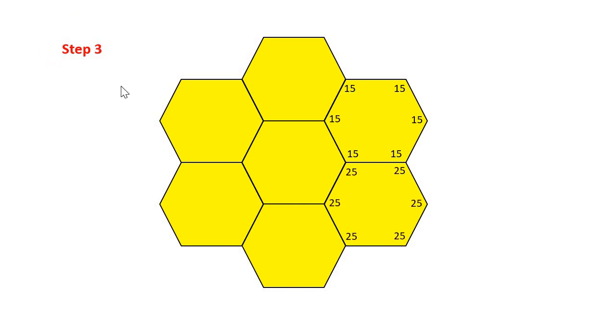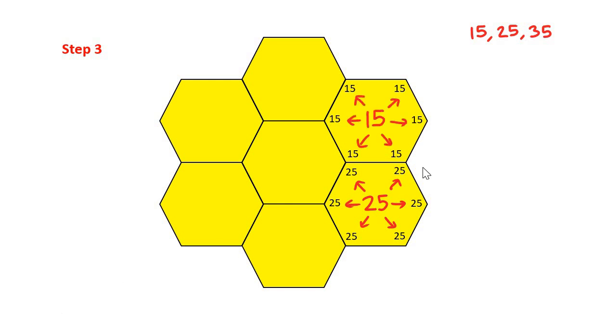Next, step 2. In step 2 we will do the same thing. So after 15 comes the next number. Remember, we have got 3 numbers, 15, 25 and 35. So this block was 15. Now this is the next block, 25. Again at the edges we draw these 25 numbers, as you can see. Okay, so this was the 15 block and now we have the 25 block. So this is step 3.